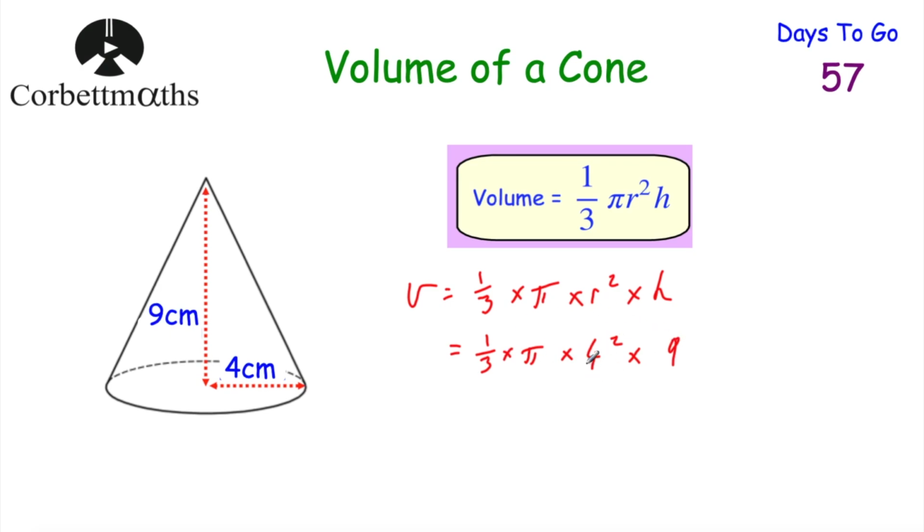So remember our order of operations, we're going to square the radius first. So 4 squared is 16. So that's 1/3 multiplied by pi, and 4 squared is 16, so 16 multiplied by 9. Okay, so we've now got 1/3 times pi times 16 times 9.